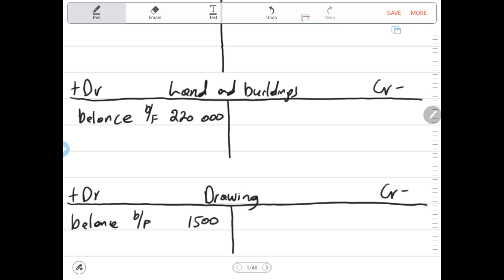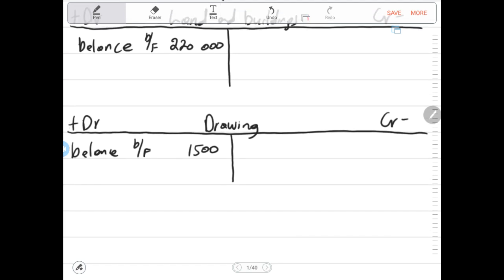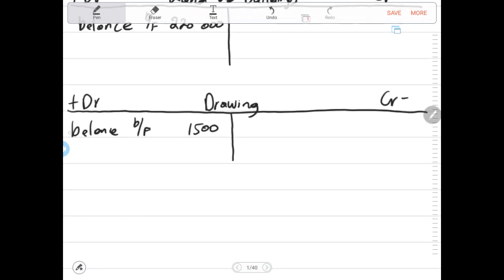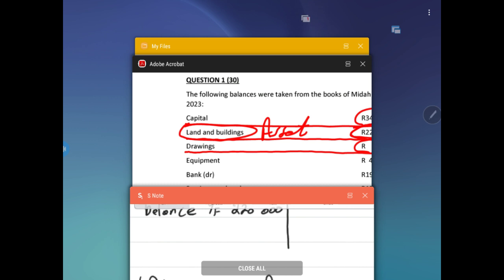Something that I normally forget whenever I do ledger accounts is the dates. But I would like to remind you that you write a date before you say balance. You state the date that the transaction took place. Before the word balance, you write the date. But in this case, it is the beginning of the month. But when I record the transactions, I'll be recording the date.